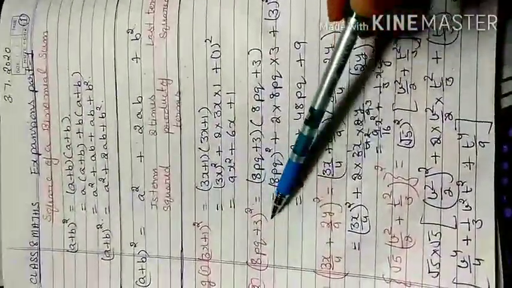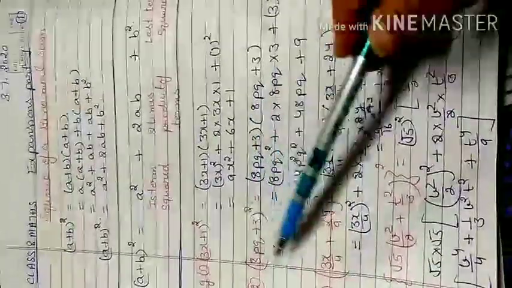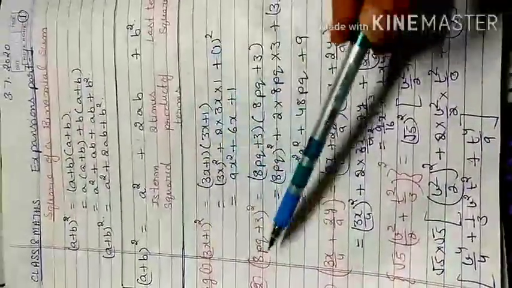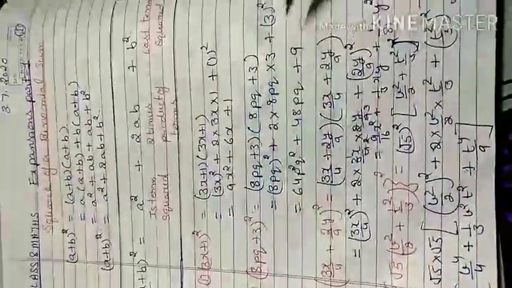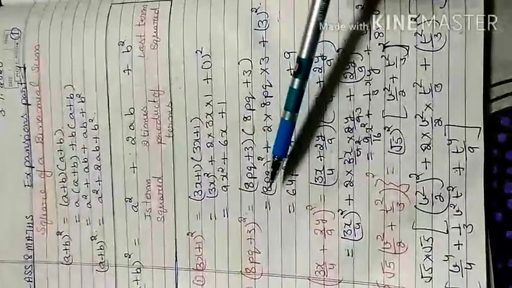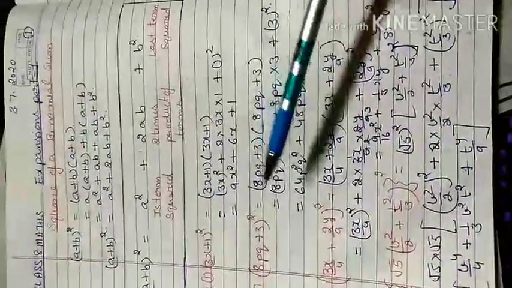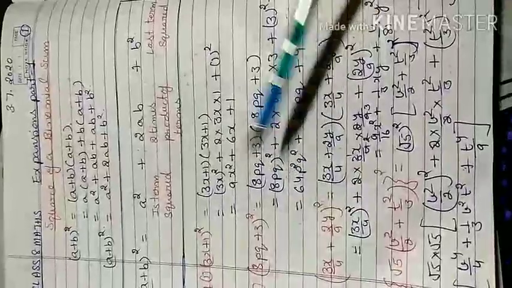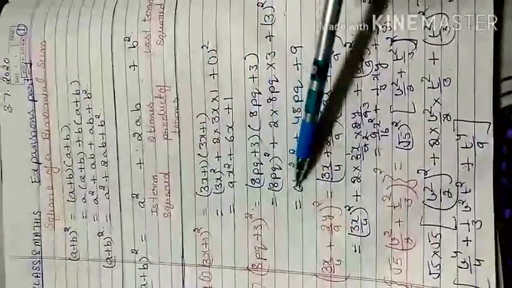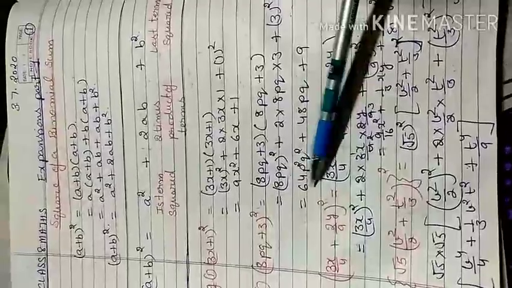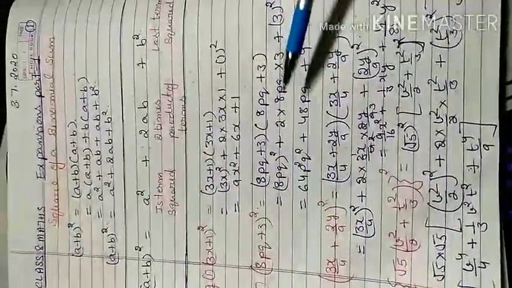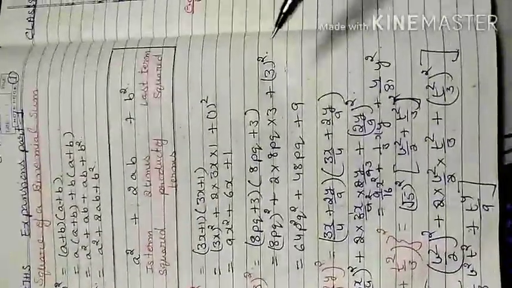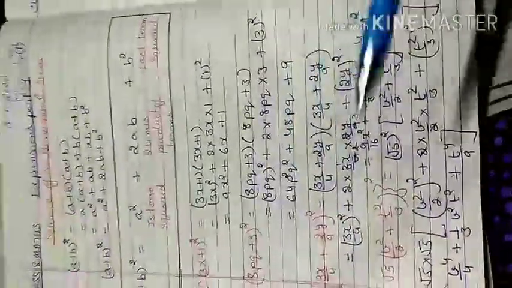Similarly, (8p cube plus 3q) whole square. I will directly apply my formula: first term square, 2 times the product of these two terms, and last term square. When there is a whole power of square, that means 8 square, p square, q square will be taken. So 8 square will be considered as 64, p square and q square. Here 2 into 3 is 6, into 8 is 48, and pq as it is because no further variables are multiplied. Here 3 square is 9. So that is my required answer.